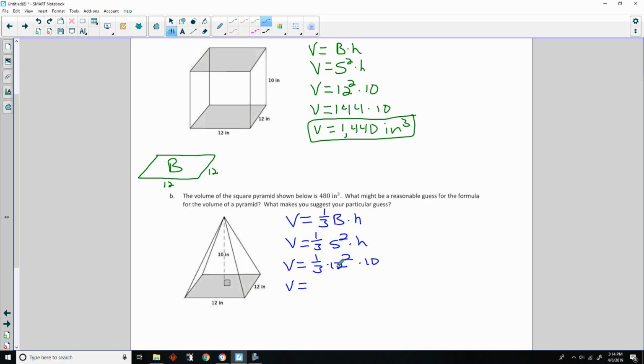We have to deal with our exponent first. PE comes before M in PEMDAS. Exponent first, so I'm not going to multiply yet, I'm going to take care of that exponent. 12 squared is 144 times 10. So now volume equals 1/3 times 1,440.